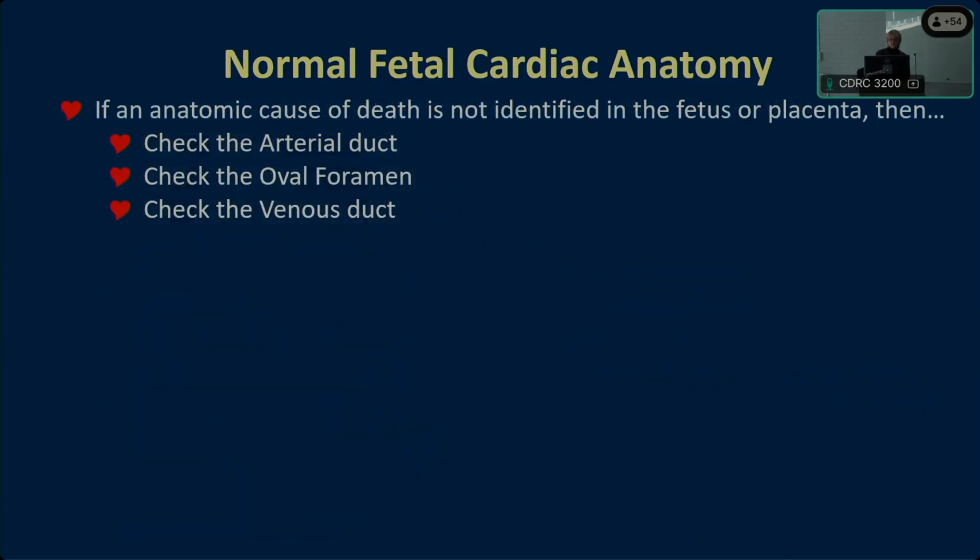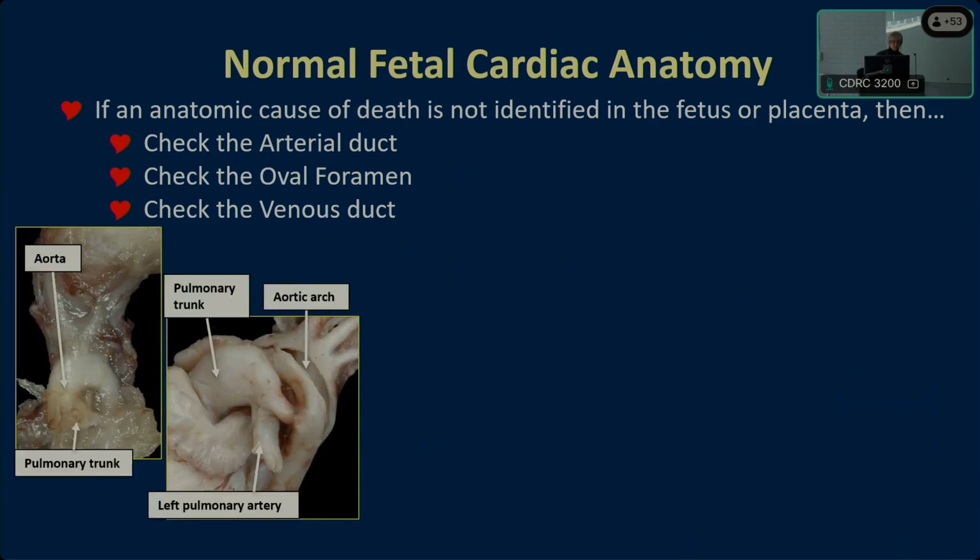So the things we look at in the fetus, if we see nothing in the placenta, nothing in the maternal environment that causes the intrauterine fetal death: I make sure I ask all the time, if I'm training someone, did you check the arterial duct? Did you check the oval fossa and the venous duct?